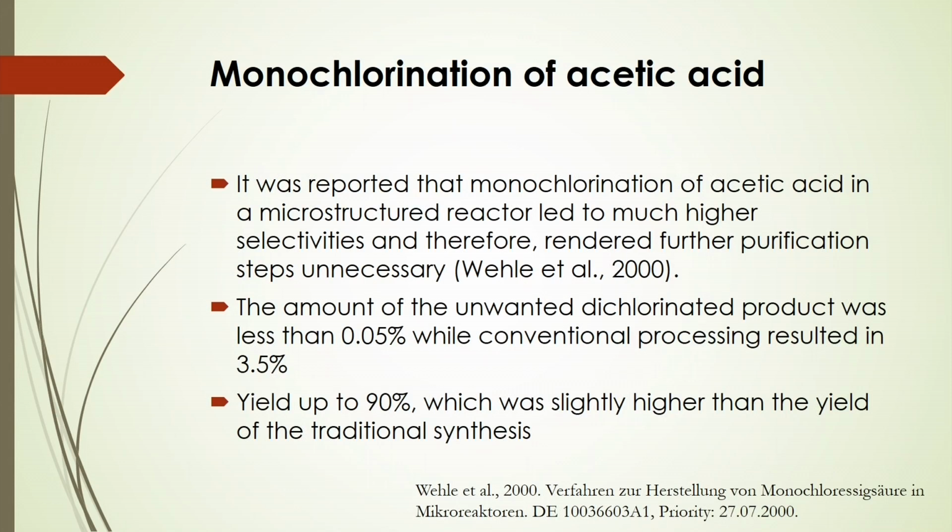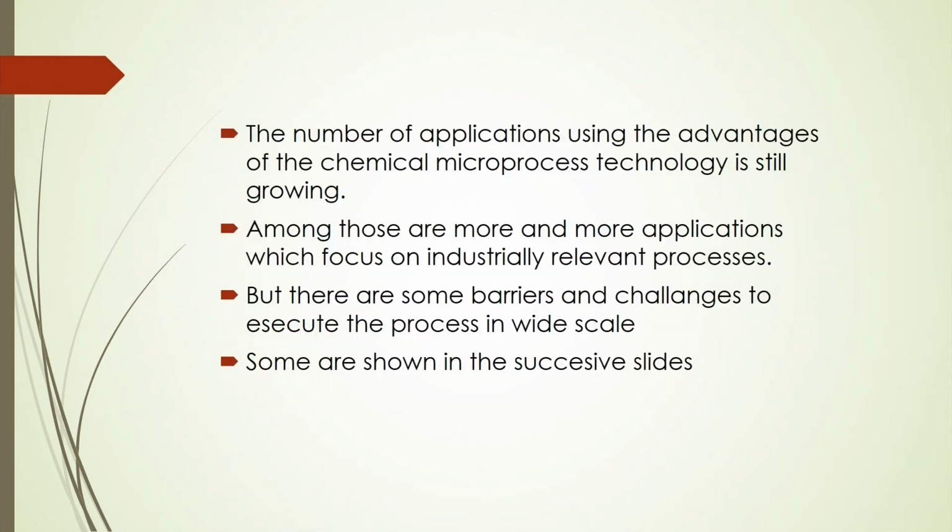And in this case, the amount of unwanted dichlorinated products coming out was less than 0.05%, while conventional processing may result in more than 3%. And the number of applications using the advantages of this chemical microprocess technology is still growing, because there are several issues to be overcome for getting a better way of making products, even green products, and also in a more intensified way.